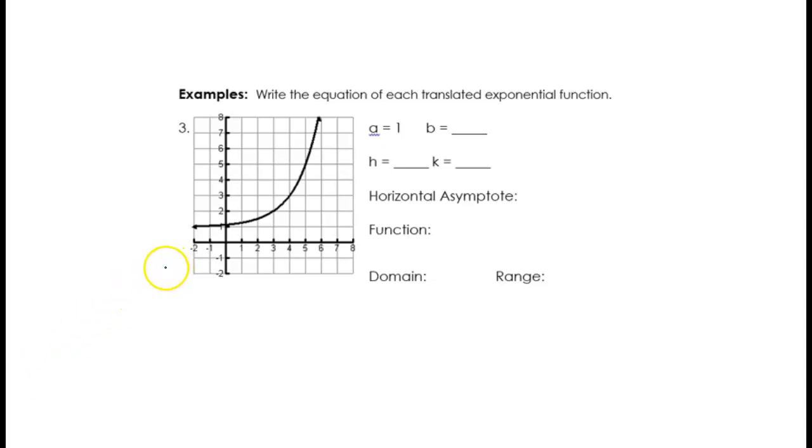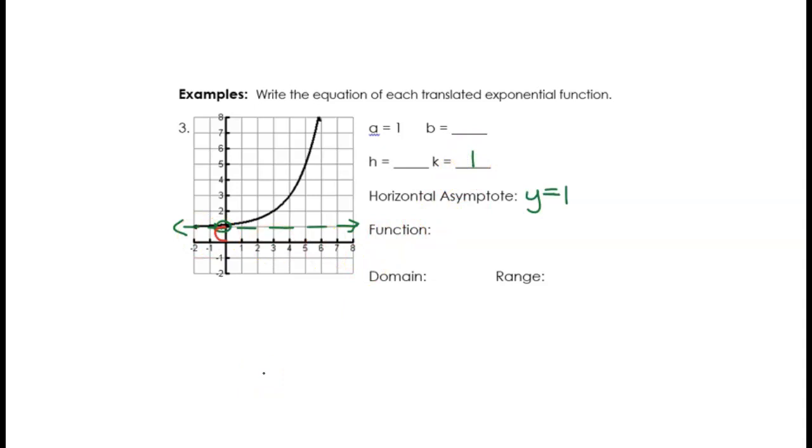So on number 3, I find my horizontal asymptote. That's step 1. It goes through a y value of 1. So my horizontal asymptote is y equals 1. That tells me that my function has shifted up 1 unit. So my k value is 1, a positive 1.